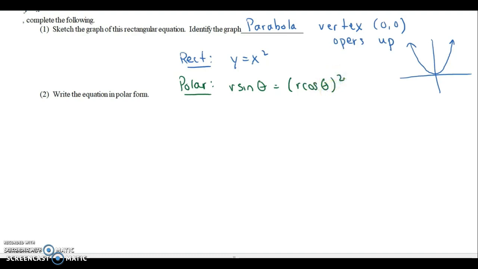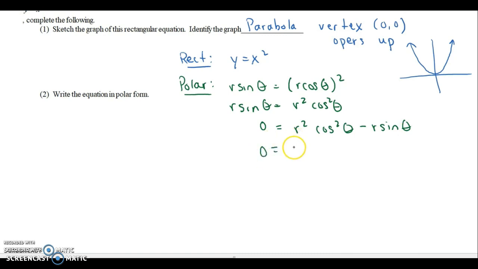So I can simplify that a little bit. I can square the r, square the cosine of theta. So I get r sine theta equals r squared cosine squared theta. Now I need to get this similar to those last couple steps in the previous example. So I'm going to set this equal to 0 so I can start to factor, because really I've got to solve for r. The way I'm going to get those r's together is by pulling out a common factor. As I subtract the r sine theta over to the other side, I can pull out a common factor of r from each of those 2 terms. So on the inside, that leaves me with r cosine squared theta minus sine theta.